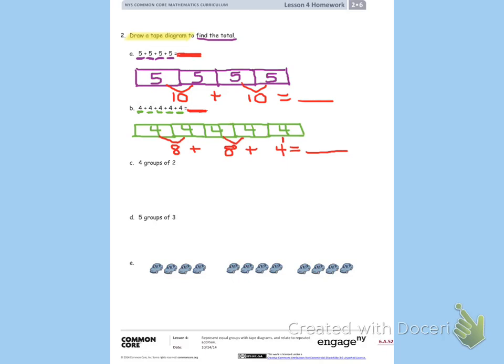Look at item C. Item C shows 4 groups of 2. I think I'm going to underline 4 groups. Let me draw 4 groups with a tape diagram. 1 group, 2 groups, 3 groups, 4 groups. I need to put 2 in each group.